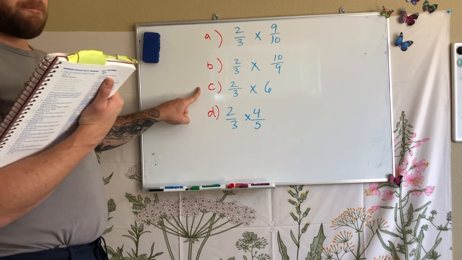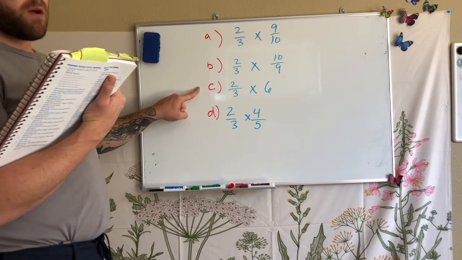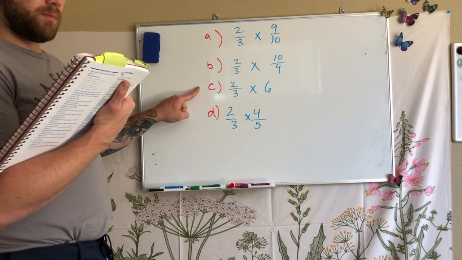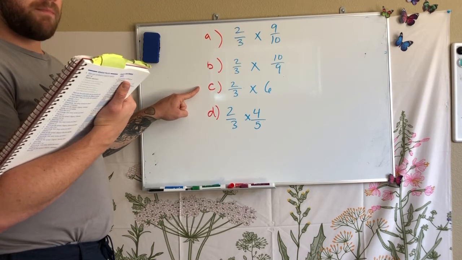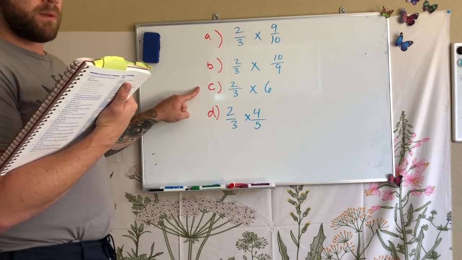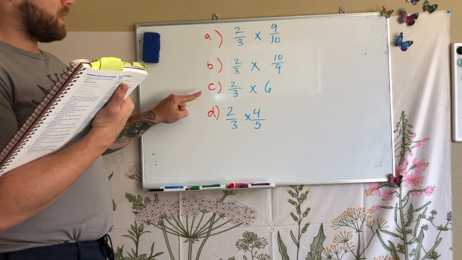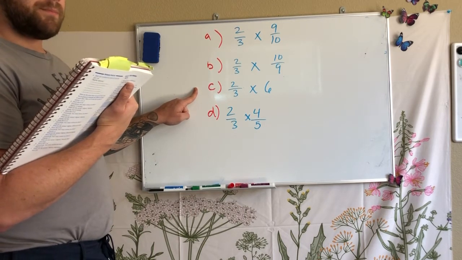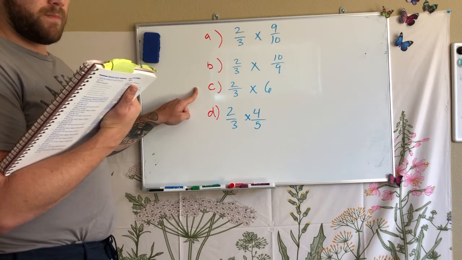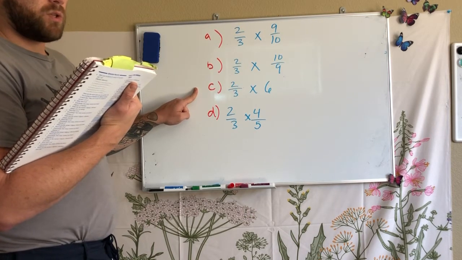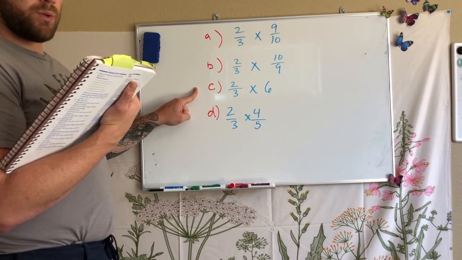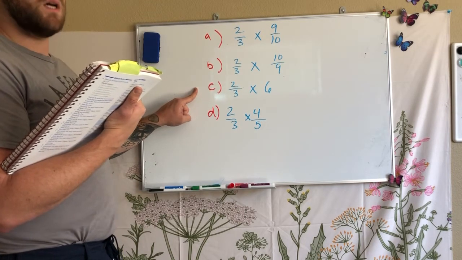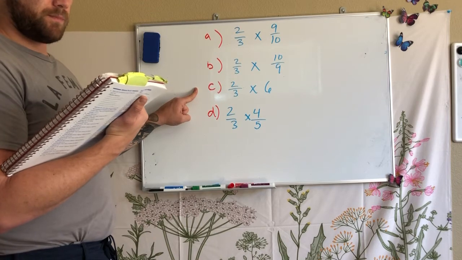Problem C. Read the problem, pause the video. 2/3 times 6. What do you multiply 2/3 by? Pause the video. 6. Is 6 more than 1 or less than 1? Pause the video. More than 1. So do you end up with more than 2/3 or less than 2/3? Pause the video. More than 2/3.